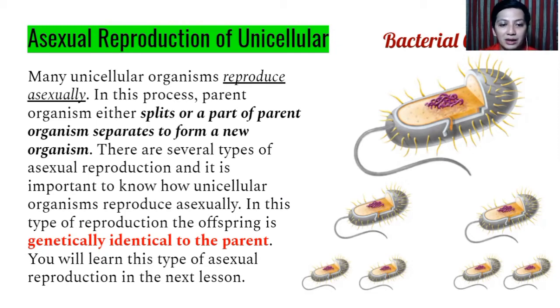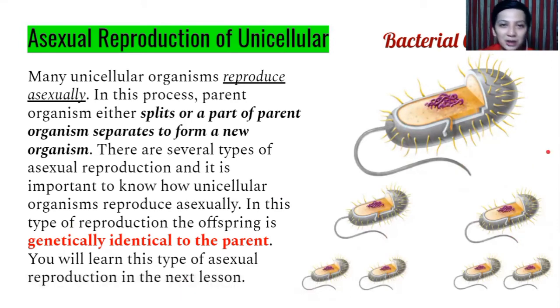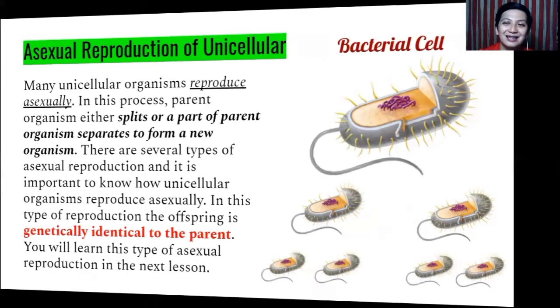In this type of reproduction, the offspring is genetically identical to the parent. Ibig sabihin, copycat. Okay? Carbon copy or Xerox copy or photocopy siya ng parent. Kung ano yung parent, yun at yun din yung kanyang offspring. You will learn this type of asexual reproduction in the next lesson. So in this case, we have the bacterial cell. As they split, they are very identical to the parent. Kung gaano karami yung kanyang flagella or kung gaano karami yung cilia or kung anong itsura mismo ng parent, ganun din yung mga offspring niya, walang pagkakaiba. Very identical to the parent.